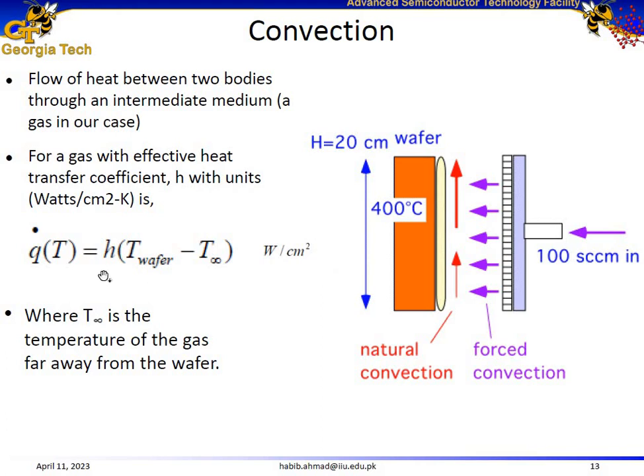Now the heat flow per unit area for convection is represented by H, which is the effective heat transfer coefficient in watts per centimeter square Kelvin, times the temperature of the wafer minus the temperature of the gas away from the wafer.